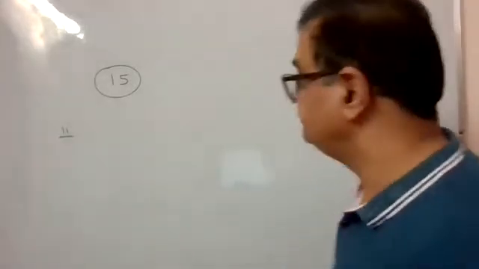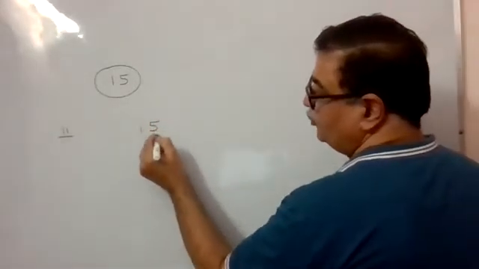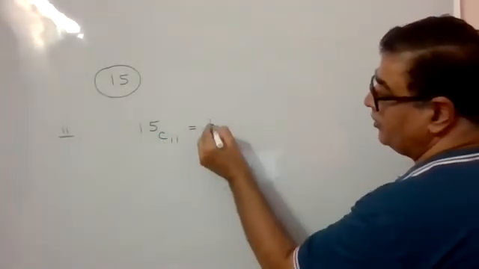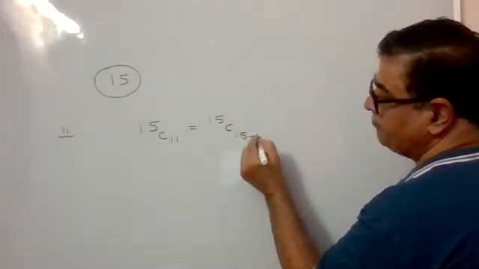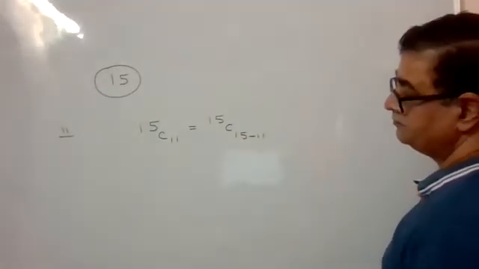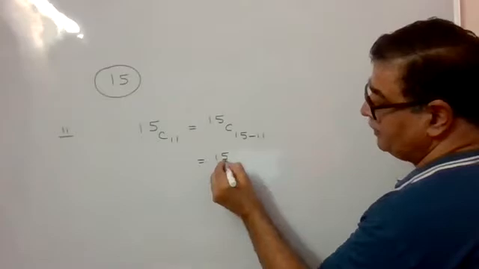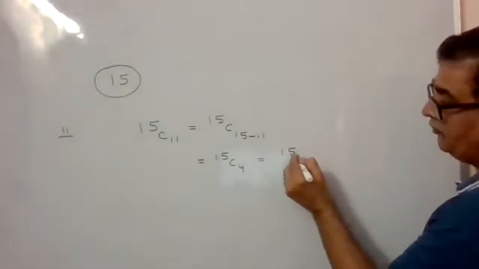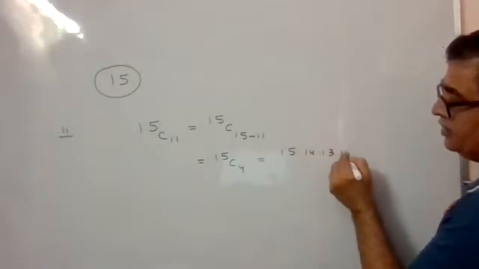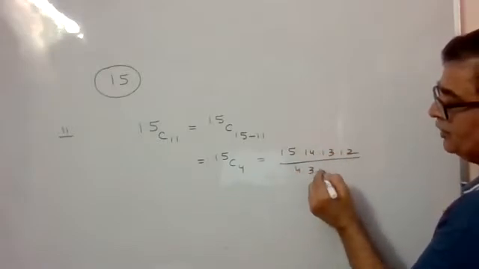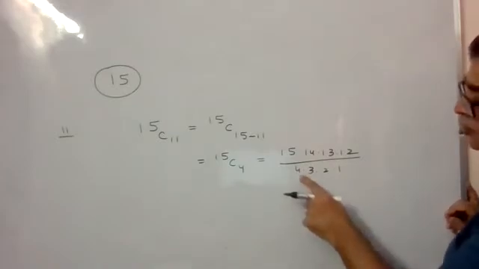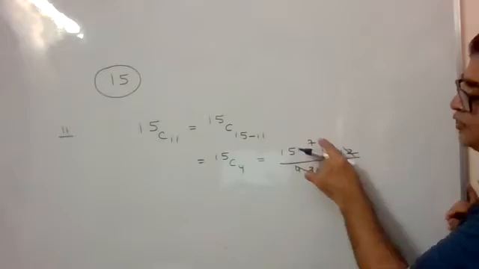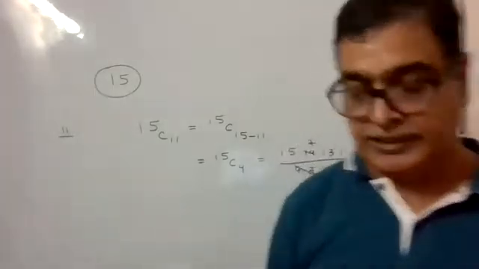No one knows. Out of 15, we will be selecting 11 players. So 15C11, and simplifying it is not difficult. 15C(15 minus 11), it will be 15C4. And then we can solve 15C4: 15, 14, 13, 12 by 4, 3, 2, 1. 4 3s are 12, 12 gets cancelled out. Then 2 7s are 14, cancel out. 15 into 7 into 13. That will be the total ways you can select the team.